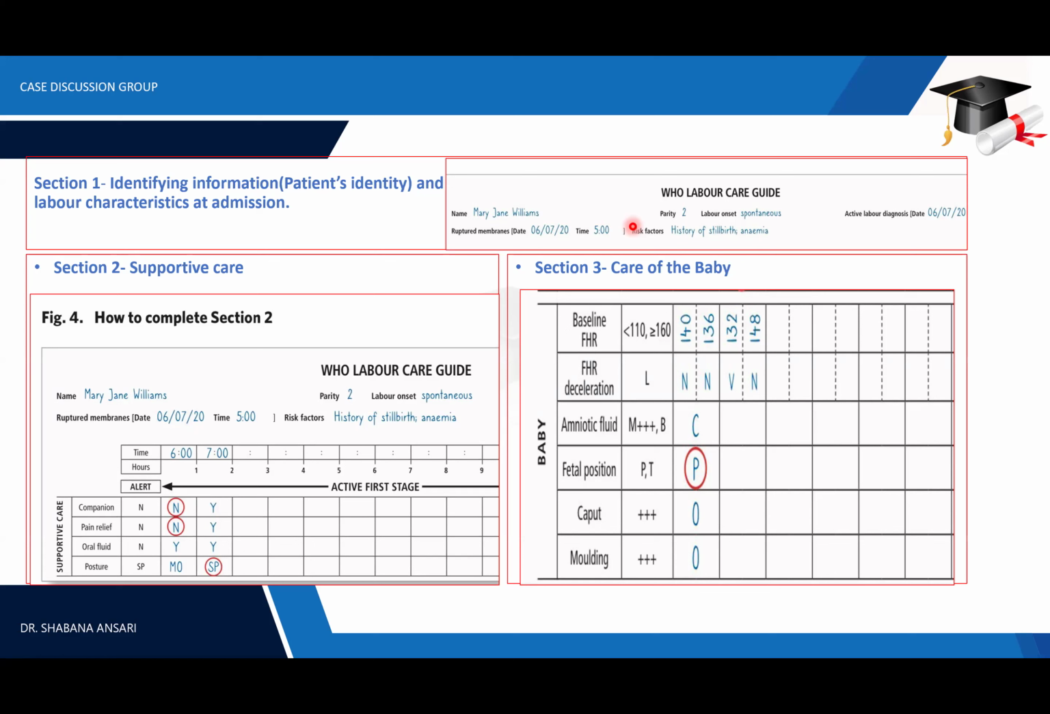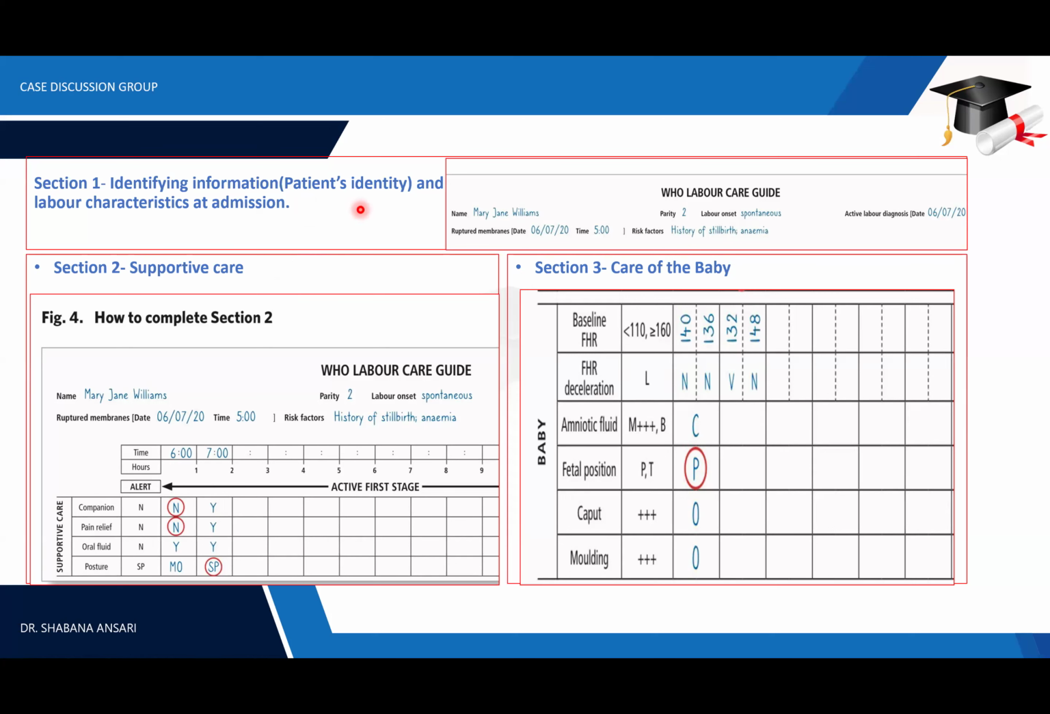Now you can see that there is a supportive care part. So the second section was not there in the previous one. Here you can see the companion, the pain relief, oral fluid, and the posture. These are the important topics we have added in this new labor care guide. So how to fill section 1 and section 2? Okay. Now coming to section 1, as you can see, this is the labor care guide, and here is the name of the patient.